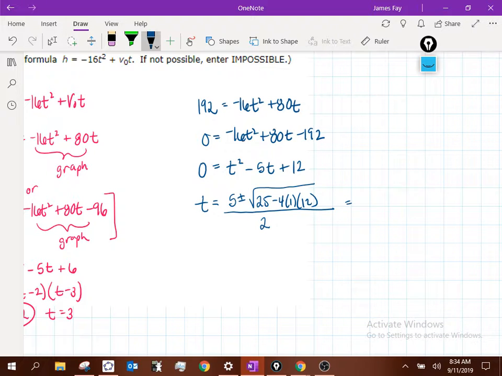And then when I do that, okay, so I get 25 minus 36, right? Or sorry, 25 minus 48. So I get 5 plus or minus 25 minus 48, what is that, minus 23? All over 2. And this thing here is called the what? Discriminant.